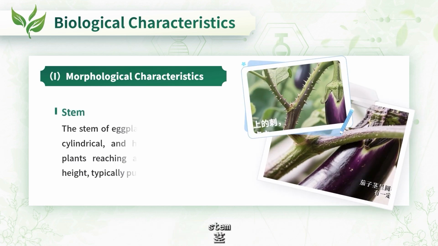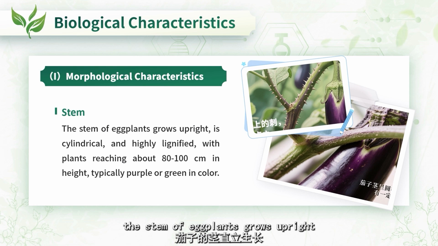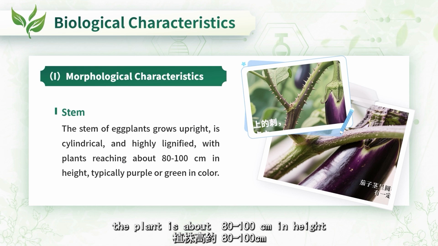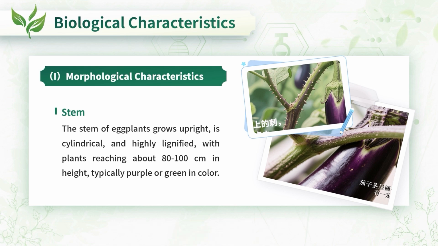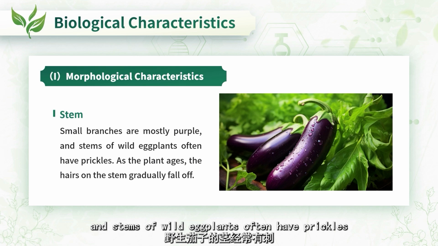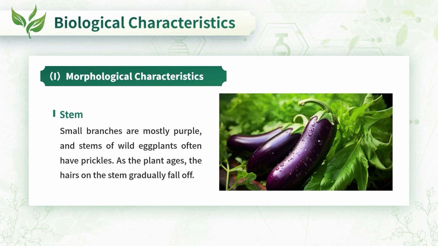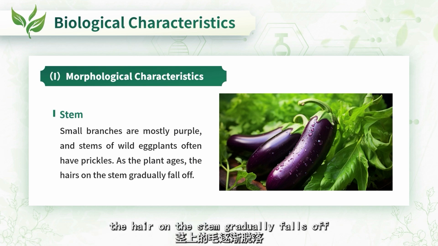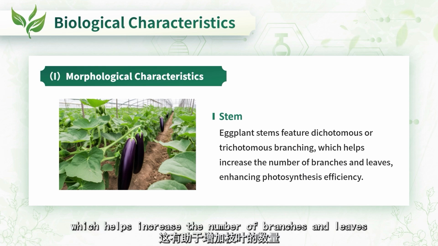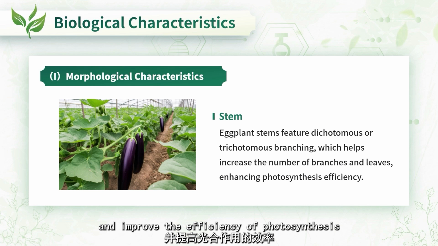Stem: the stem of eggplants grows upright, is round, and has a strong degree of lignification. The plant is about 80–100 cm tall, usually purple or green in color. Small branches are mostly purple, and stems of wild eggplants often have prickles. As the plant ages, the hair on the stem gradually falls off. The stem of eggplants has the characteristics of 2 or 3 branch division, which helps increase the number of branches and leaves and improve the efficiency of photosynthesis.